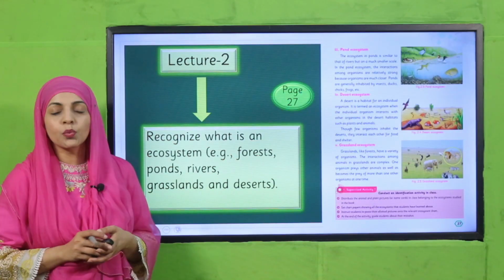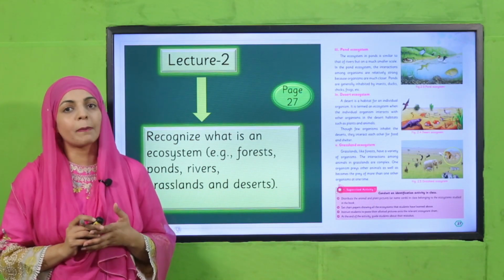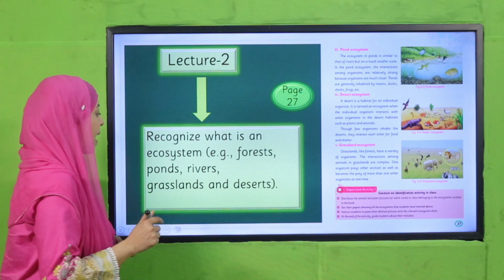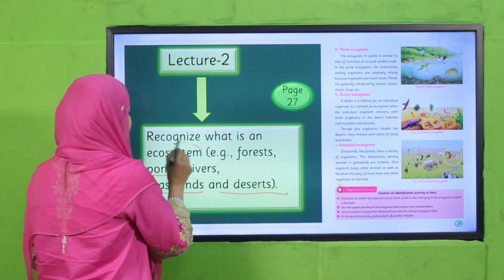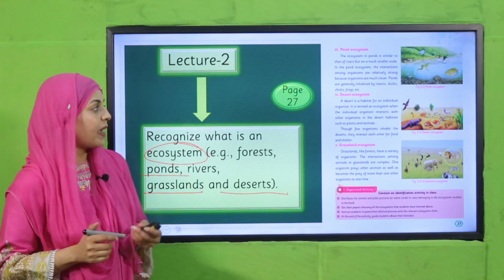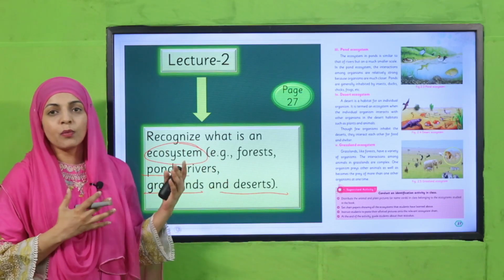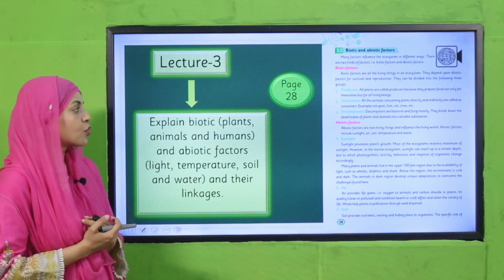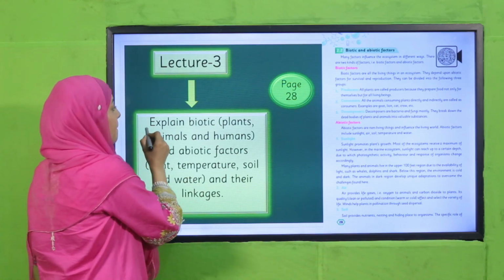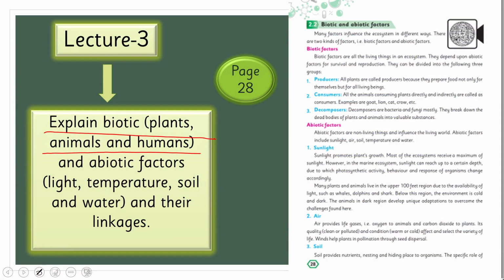Then we will move forward towards page number 27, lecture number 2, and we will discuss ponds, grasslands, and desert as an ecosystem. Then on page number 28, students will be able to explain biotic factors, plants, animals, and humans, and abiotic factors like light, temperature, soil, and water, and their linkages.